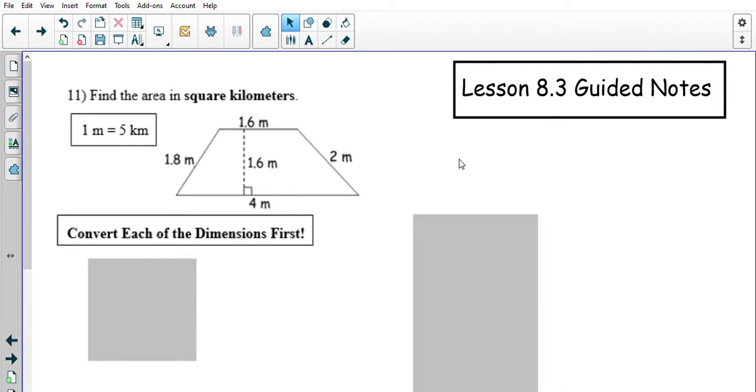We can notice that this figure is a trapezoid. However, all of the measurements are given to us in meters, but there is a scale given off to the left that 1 meter represents 5 kilometers. So I very strongly suggest that you start off by converting each of these dimensions from meters into kilometers first.